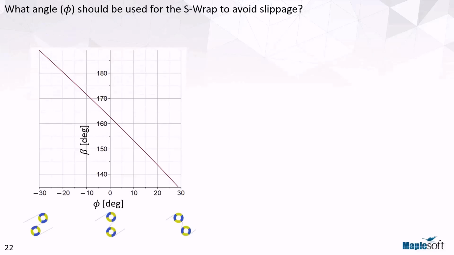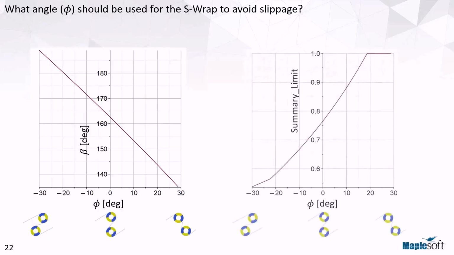So here we have the wrap angle, pretty obvious: as we rotate the SRAP counterclockwise, the wrap angle increases, or when we turn it clockwise, the wrap angle decreases. And we know that by decreasing the wrap angle, we'll definitely have less traction capacity.